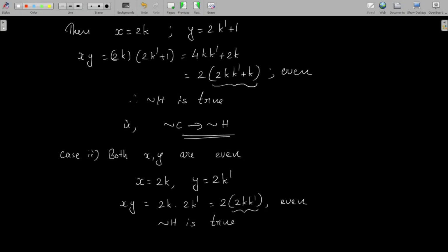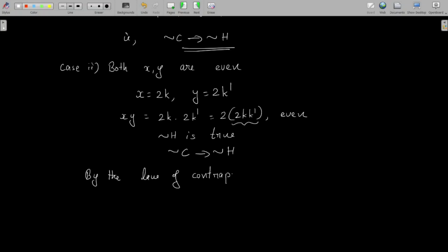The hypothesis h was x into y is odd. So here we proved negation h. So here also negation c implies negation h. So by the law of contrapositive, we can conclude that h implies c. That is, the theorem is true. Hence we proved the theorem indirectly.